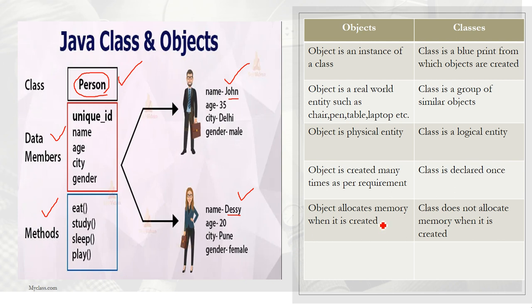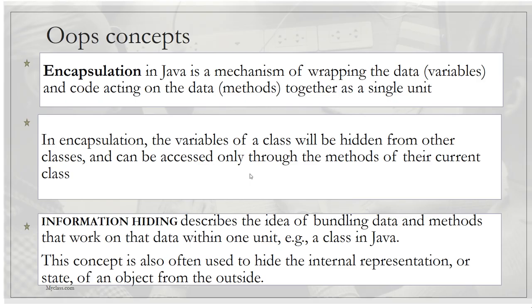Object allocates memory. We already said that. And class does not allocate memory because it is only a logical entity. We are just explaining how an object looks like. That is a class. Okay. So, hope we all understand about objects and classes.